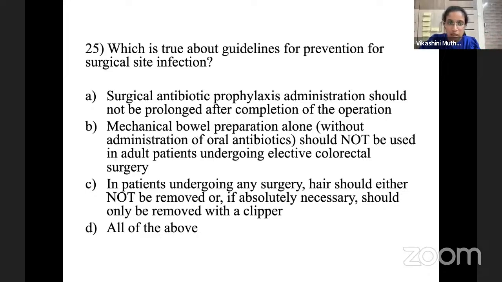And the third option is that in any patient undergoing surgery, hair should not be removed, or if it is absolutely necessary, it should be removed by a clipper. And the final option is all of the above. So at least you should know that two of these options are surely wrong. Only then can you arrive at an answer, isn't it?